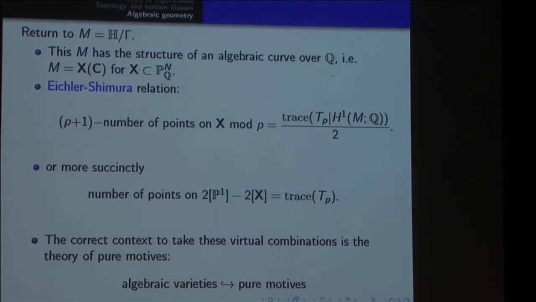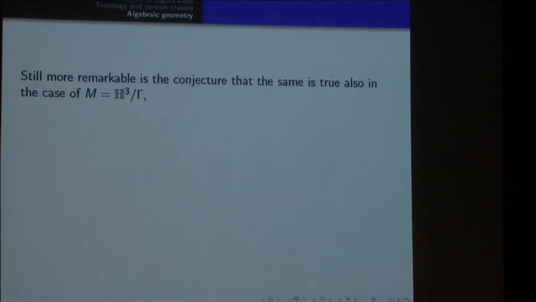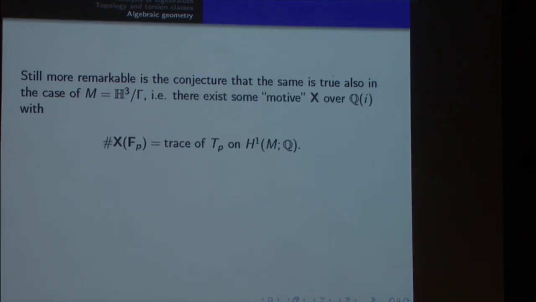Okay, now I'm going to go to the Bianchi case. Here, exactly the conjecture is that exactly the same thing is true. In other words, M is now the quotient of this hyperbolic 3-space by a congruence subgroup of SL2 of the integers in C. And then it's going to be exactly the same conjecture. I've said the word motive, but you could think that this can be a virtual linear combination of varieties. There's no need. Other than that, it's the same conjecture: there's one of those such that the number of points over F_p is the trace of the Hecke operator.